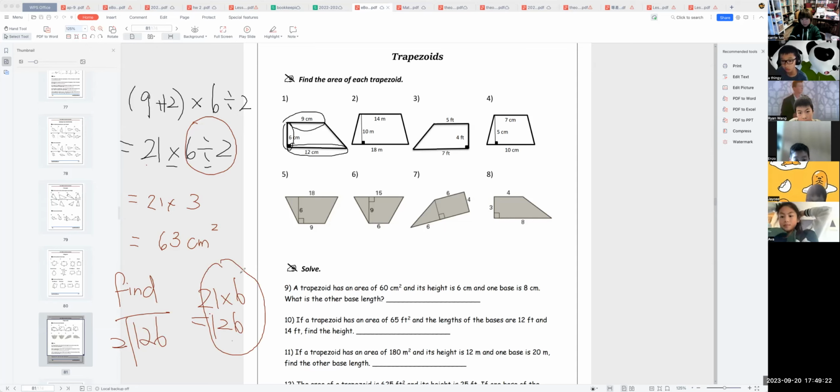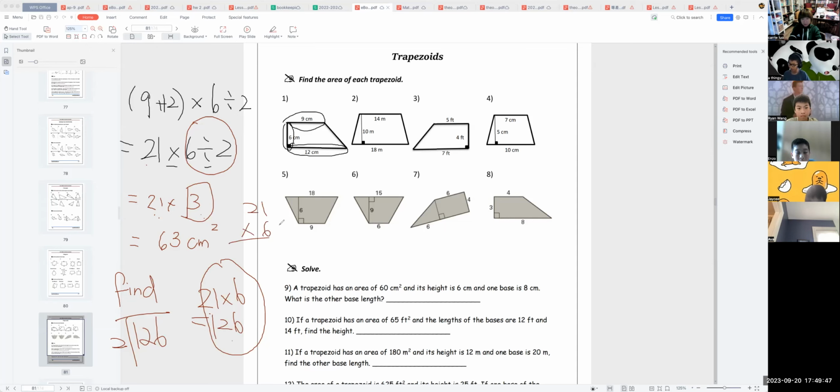There's a big possibility to make mistakes, correct? But 6 divided by 2, I want to ask, how many of you are going to make mistakes on 6 divided by 2? I don't think any of you will make mistakes. And 21 times 3 is just a 2-digit number times a 1-digit number, and plus there's no carry-over number at all.